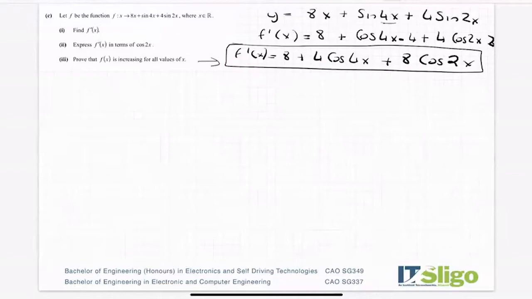Okay, part 2: express f dash of x in terms of cos 2x. Not the nicest of questions because it uses trig identities, not something I hold dear to my heart. So basically it's saying write this function here in terms of 2x.